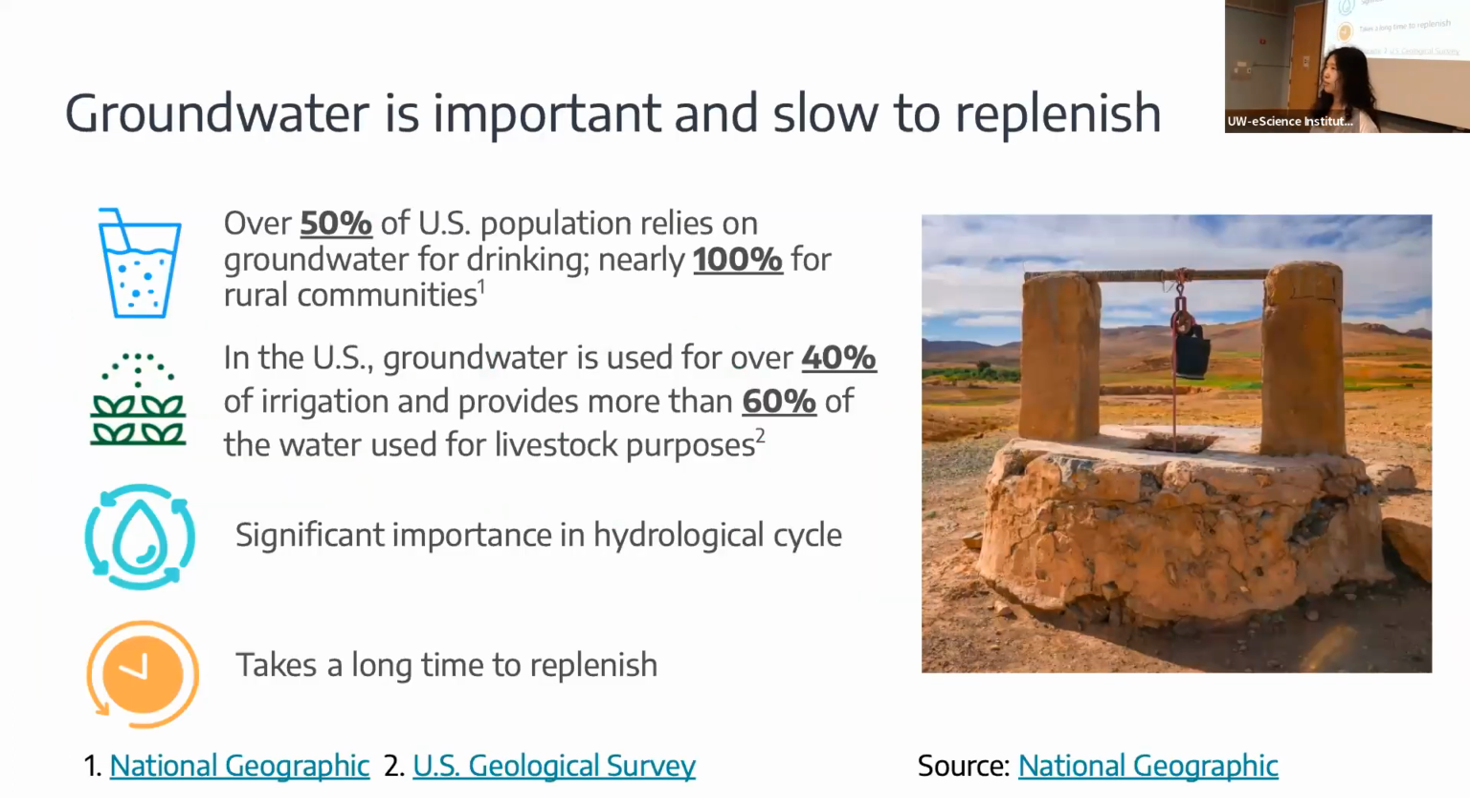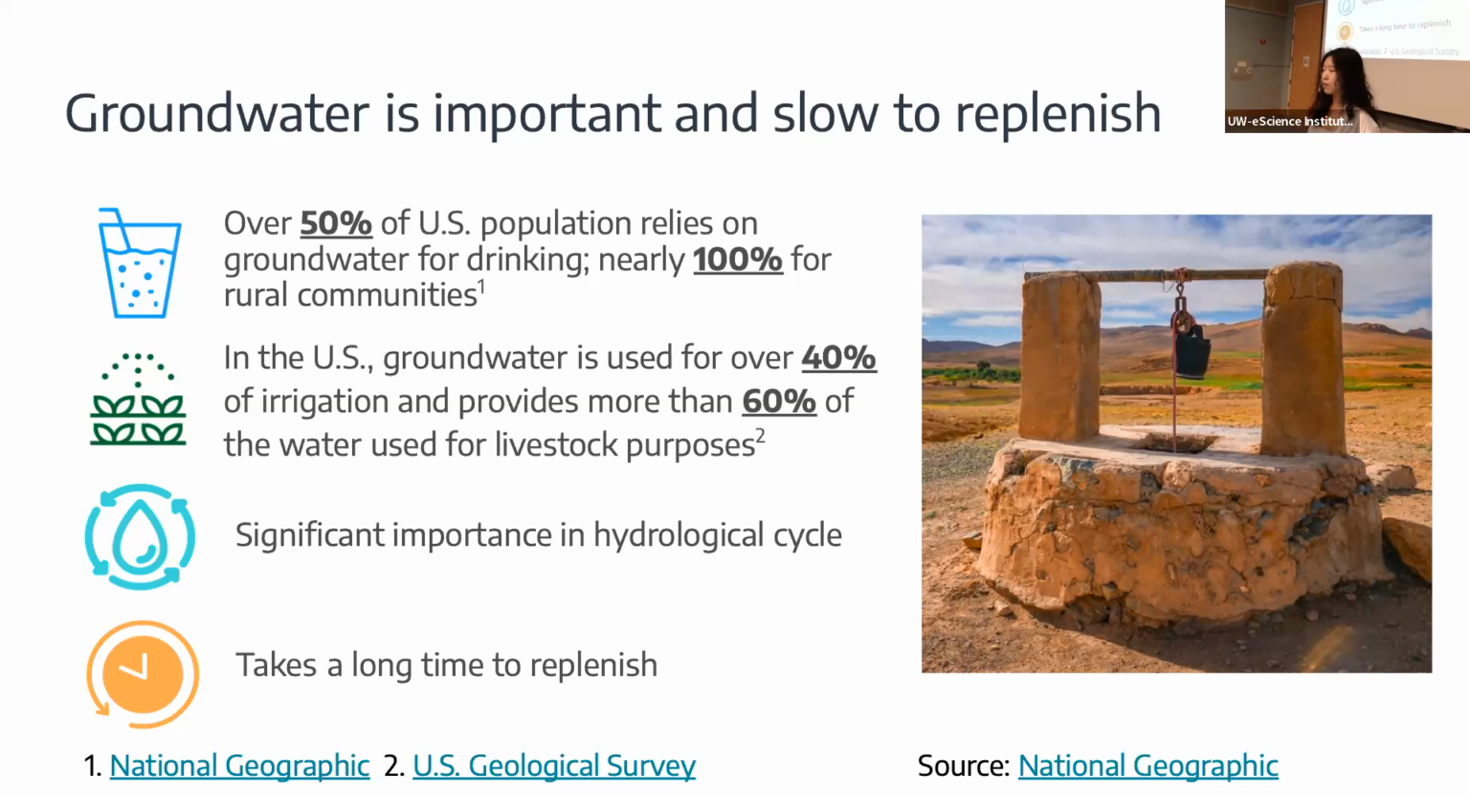Groundwater is an extremely important source of water. Over half of the US population relies on groundwater for drinking, and this number goes up to nearly 100% for rural communities. And arid communities are especially reliant on groundwater, and people extract groundwater by pumping it through the wells that are shown in the slides. So in the US, groundwater is used for over 40% of irrigation and provides more than 60% of the water used for livestock purposes. Groundwater also plays an important role in the hydrological cycle. It contributes to the flows of rivers and streams and lakes that are habitats for plants and animals.